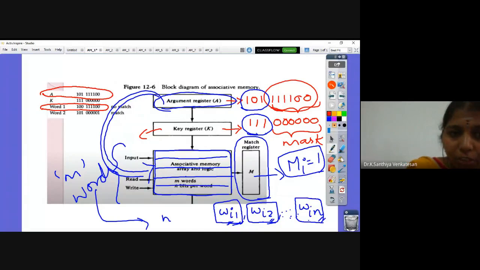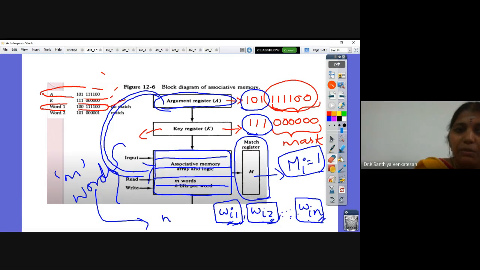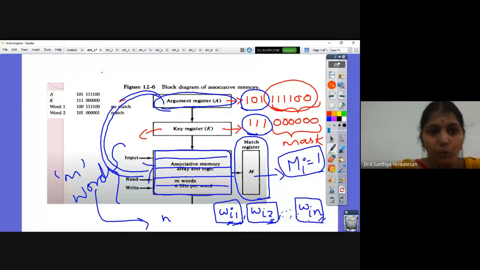So when I compare whether all the bits match, no, it does not match. Because the first three bits here are 101, but correspondingly in the memory the word is something like 100. So the last bit differs, right? So this does not match. In that case, my match register will be set to 0. That is, Mi will carry the value of 0.